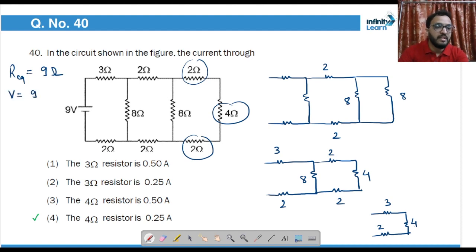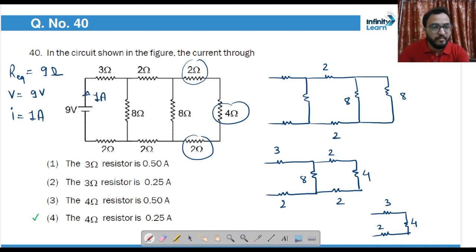So V is how much? 9 volts. So current is how much? 1 ampere. So from here 1 ampere current will go. Now remember carefully. So 1 ampere will come here. Now if you see, 1 ampere comes here.